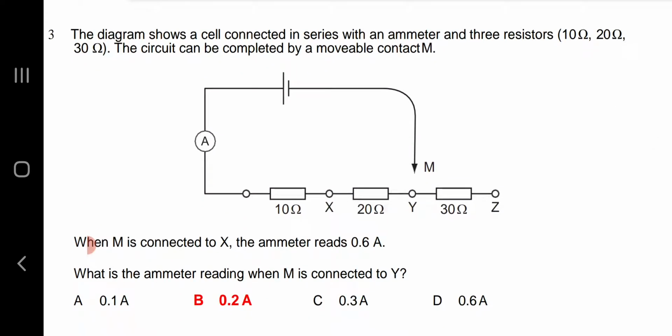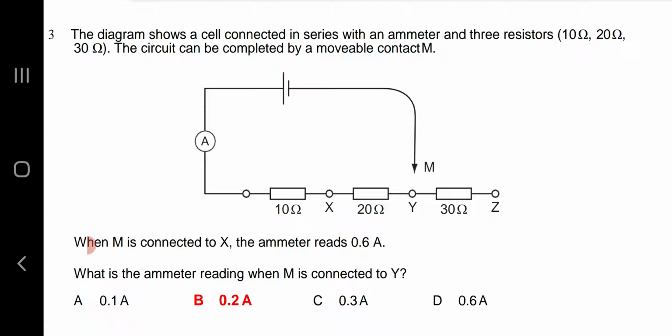Question number 3. The diagram shows a cell connected in series with an ammeter and 3 resistors, 10 ohm, 20 ohm, 30 ohm. The circuit can be completed by a movable contact M. When M is connected to X, the ammeter reads 0.6 ampere. What is the ammeter reading when M is connected to Y?